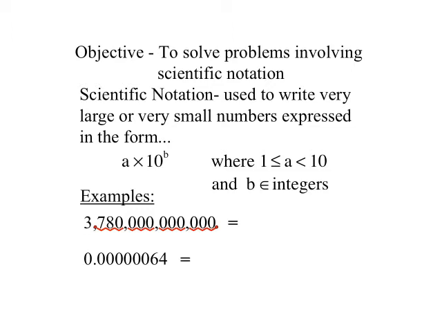Okay, so to turn this into a number between 1 and 10, I have to place the decimal between the 3 and the 7. So that's 12 jumps to the left. So when I multiply 3.78 or 3 78/100 times 10, it's going to be 10 to the 12th power. The number of jumps ends up being your exponent.